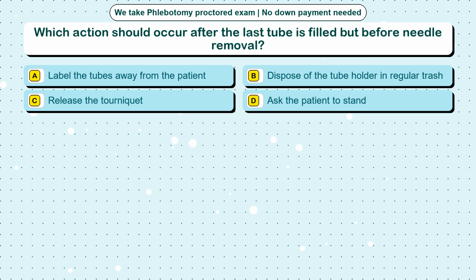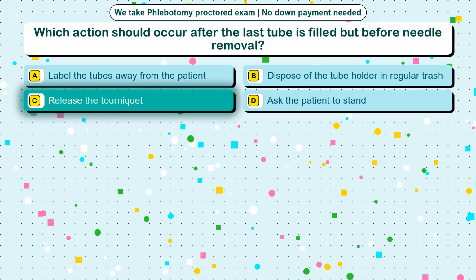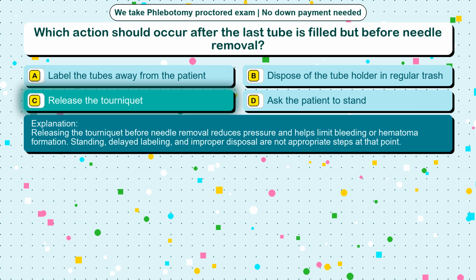Question 35. Which action should occur after the last tube is filled but before needle removal? Option A, label the tubes away from the patient. Option B, dispose of the tube holder in regular trash. Option C, release the tourniquet. Option D, ask the patient to stand. The correct answer is option C, release the tourniquet. Releasing the tourniquet before needle removal reduces pressure and helps limit bleeding or hematoma formation. Standing, delayed labeling, and improper disposal are not appropriate steps at that point.